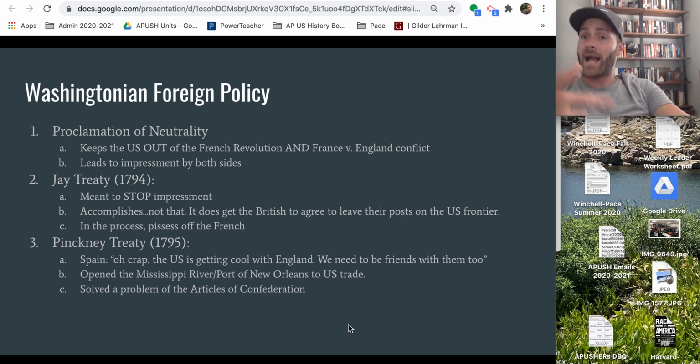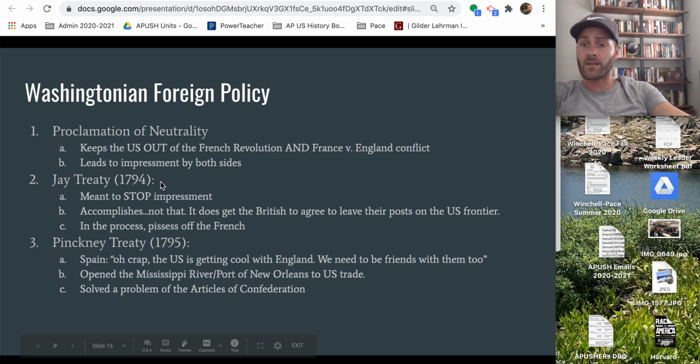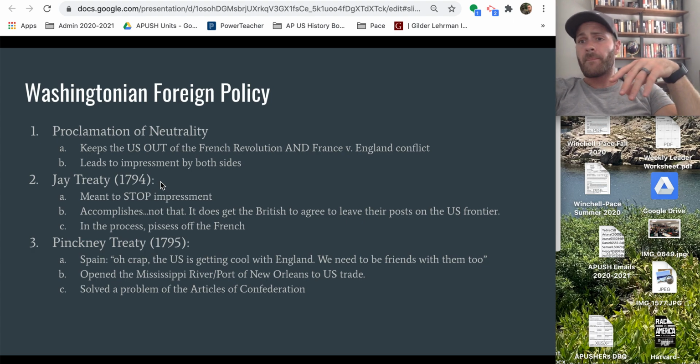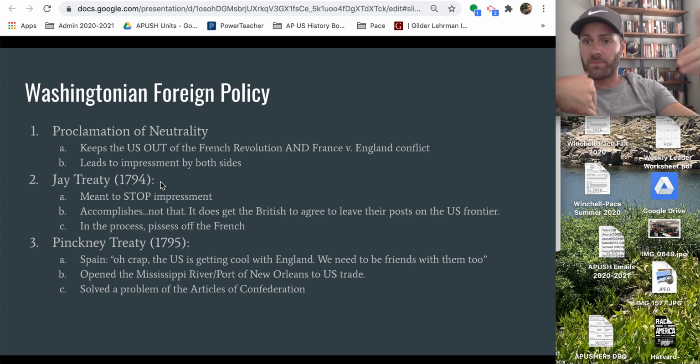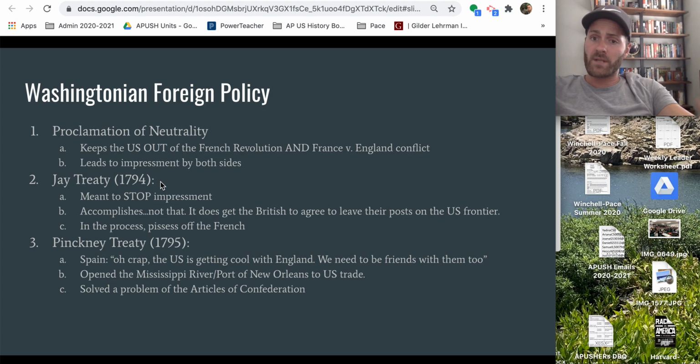So the first thing that backs up my argument there is the Proclamation of Neutrality, which keeps the U.S. out of the French Revolution and out of the France versus England conflict, which is really important. Keeps us neutral, but it pisses off both sides. The French are pissed at us. The British are pissed at us. Everybody's pissed at us. We want to just trade with both countries to make our economy more successful, and this is going to lead to impressment, a really important term in the early republic, all the way through the War of 1812, which we'll get to next unit.